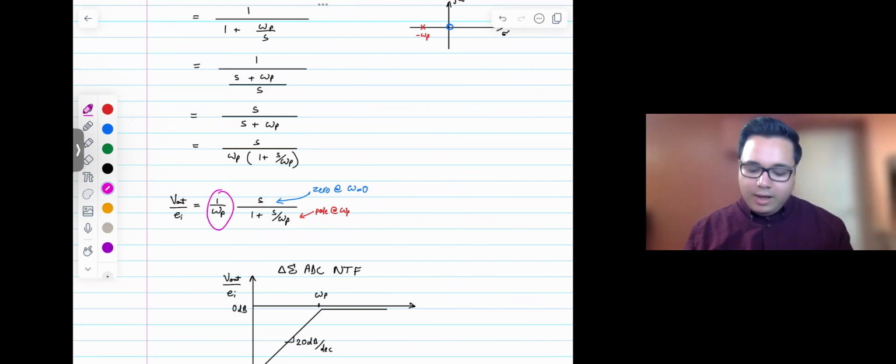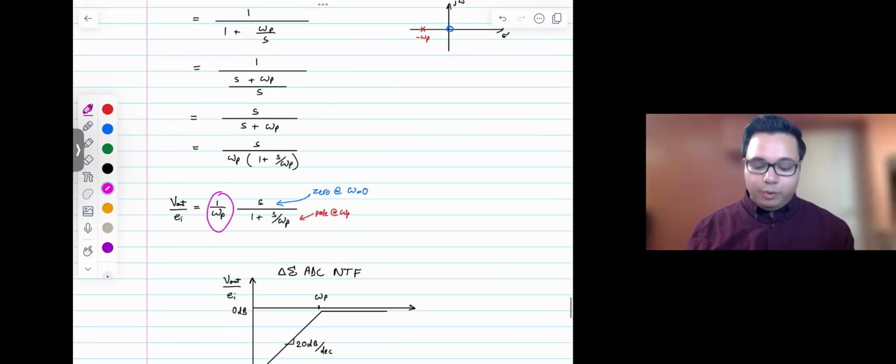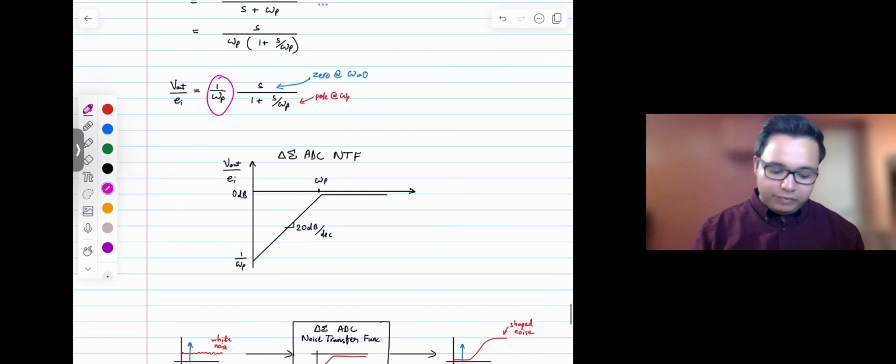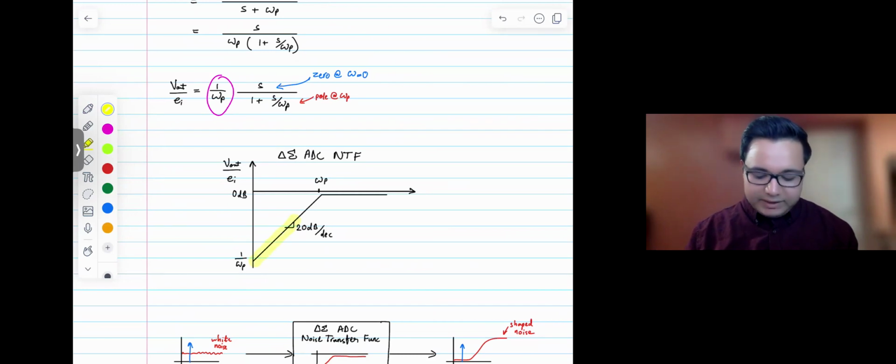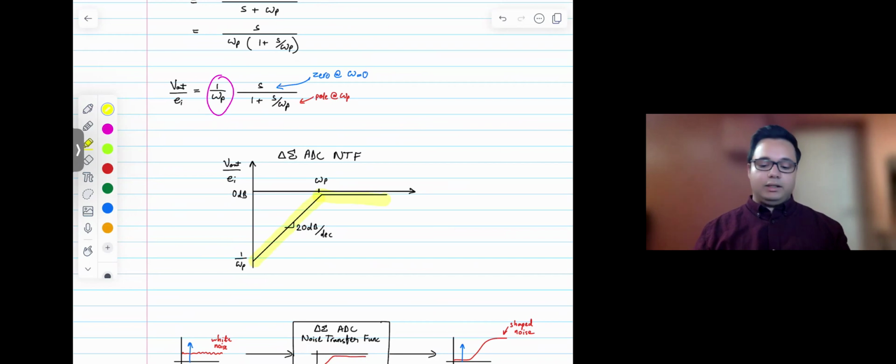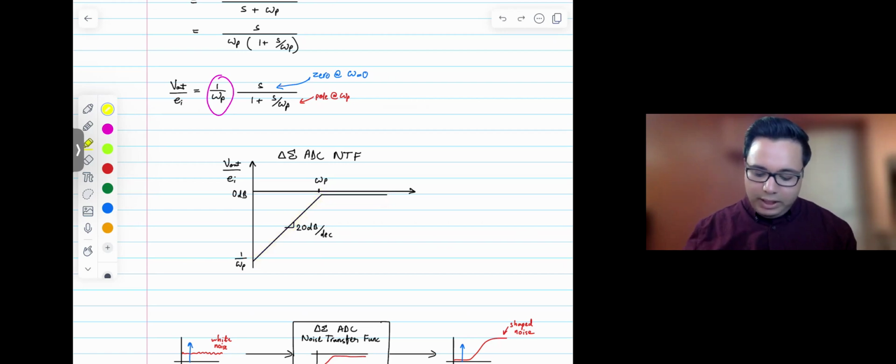DC gain over here, and then there's a 0 and a pole. So if you plot it, this would look something like this. You have a 0 at omega of 0, and then you rise up at 20 dB per decade, and then you hit a pole, and then the gain is flat from then onwards. All right, so that's pretty straightforward.